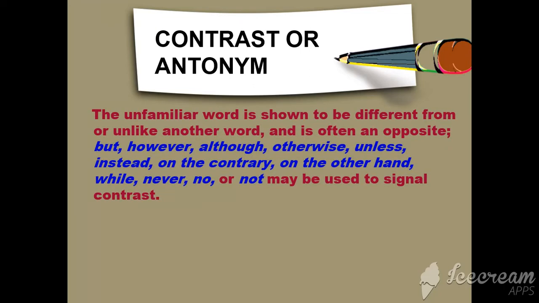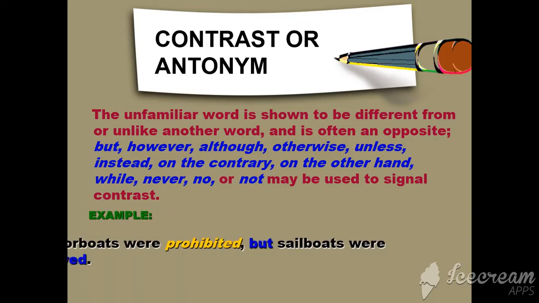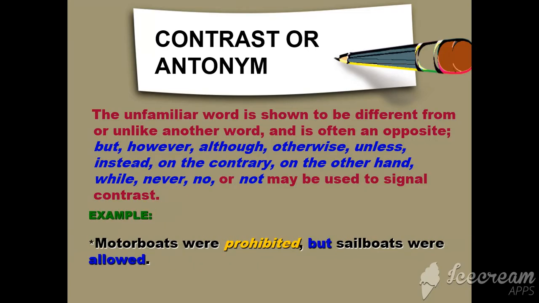Contrast or antonym. The unfamiliar word is shown to be different from or unlike another word and is often an opposite. But, however, although, otherwise, unless, instead, on the contrary, on the other hand, while, never, no, or not may be used to signal contrast. Let's take an example. Motorboats were prohibited, but sailboats were allowed. So here we see that prohibited and allowed have opposite meanings.